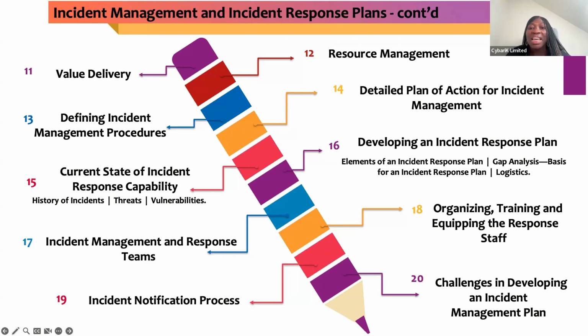So ensuring that a plan is in place, stating the different steps. Preparation is an example of a step that should be in the incident response plan. Identification of the incident, containment, those are examples. Detection, recovery, post-incident review, and so on. Communication. Ensuring that an incident response plan exists is very important.